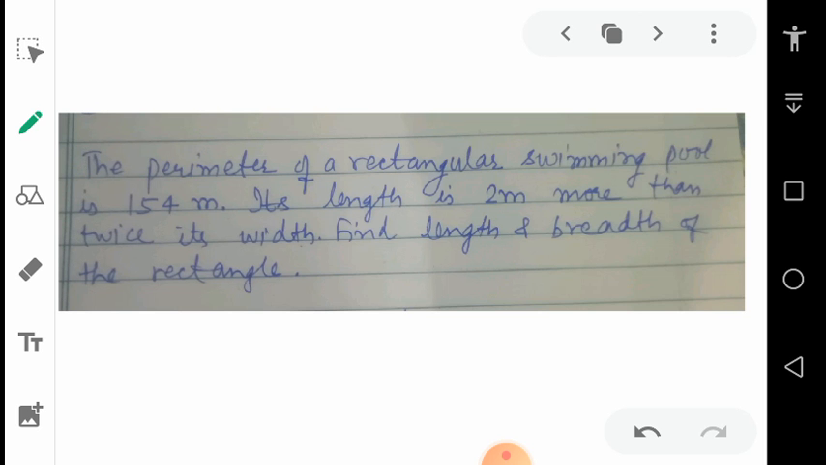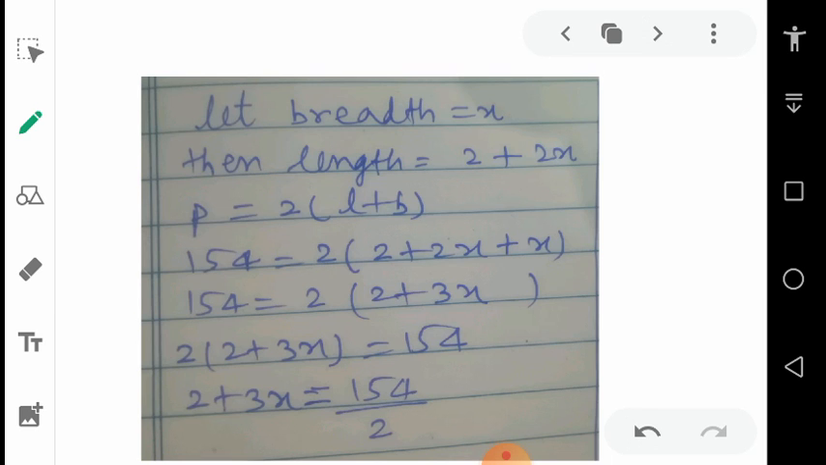So this part of the statement is important. Find the length and breadth of the rectangle. The condition given is that length is 2 meter more than twice its width. Here 2 meter more means plus 2 meter. More means we have to add, and twice means we have to multiply. So first find the twice, then add 2. Now to solve this question, see the next slide.